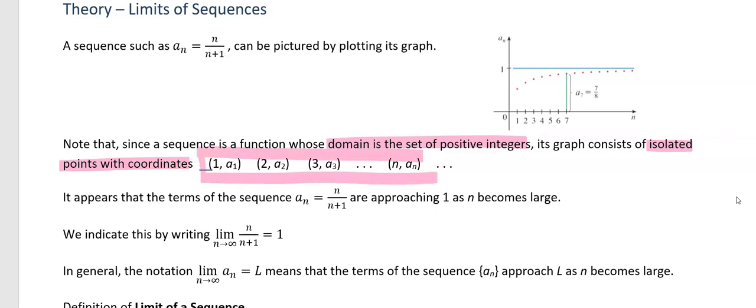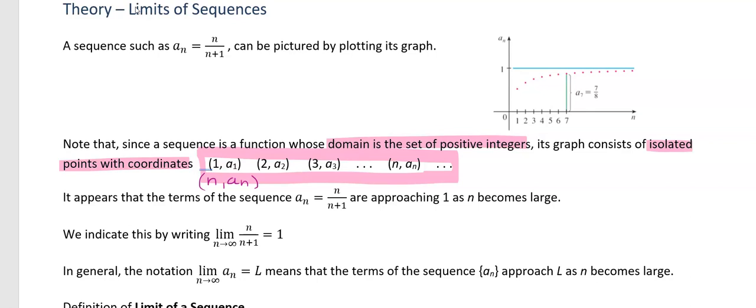Okay, so they are going to be n for your n value, and then a sub n. So they're going to be of this form, where n is the n value that you're working with, and a sub n is the evaluation of your sequence at that n value. So let's look at this graph to kind of see what I mean here.